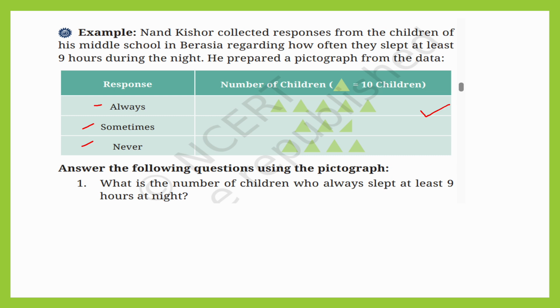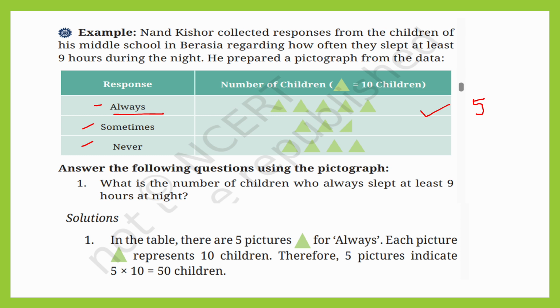Okay. Then we will answer the questions. What is the number of children who always slept at least 9 hours a night? Always. How many triangles are there? 5 triangles are there. See, one complete triangle represents 10 children. So, 5 complete triangles represent 5 into 10, 50. So, in the table, there are 5 pictures for always. Each picture represents 10 children. Therefore, 5 pictures indicate 5 into 10, 50 children.